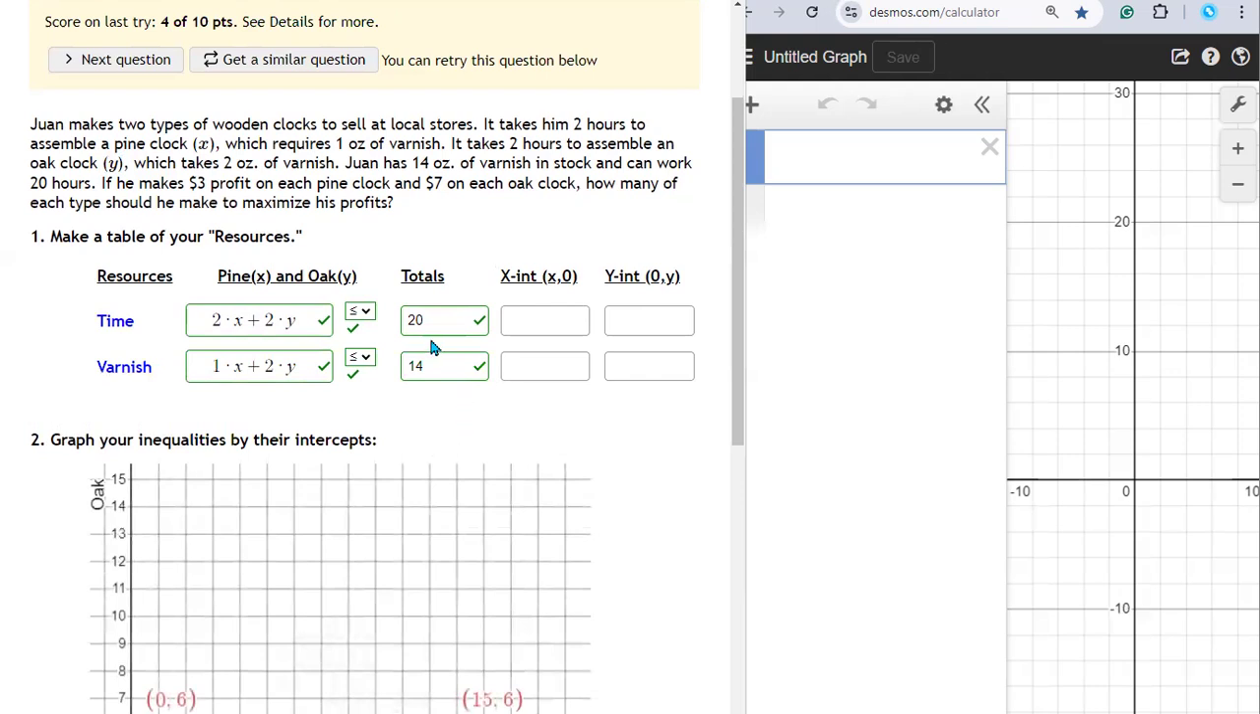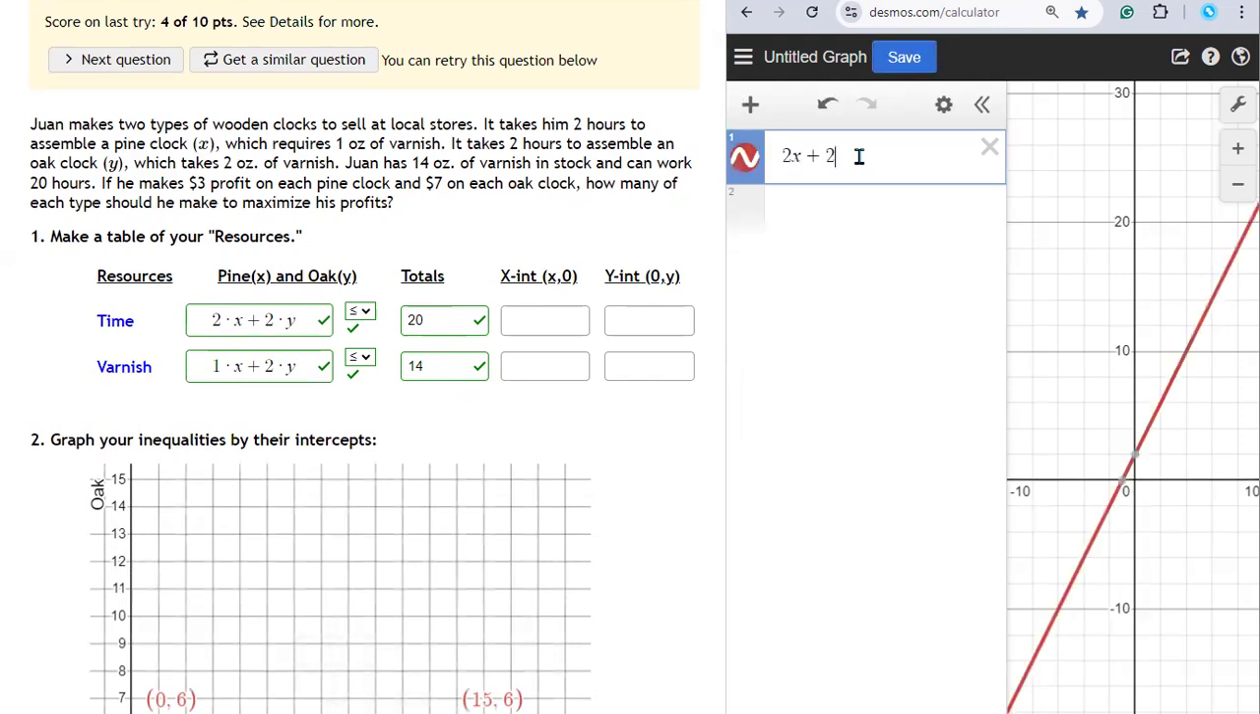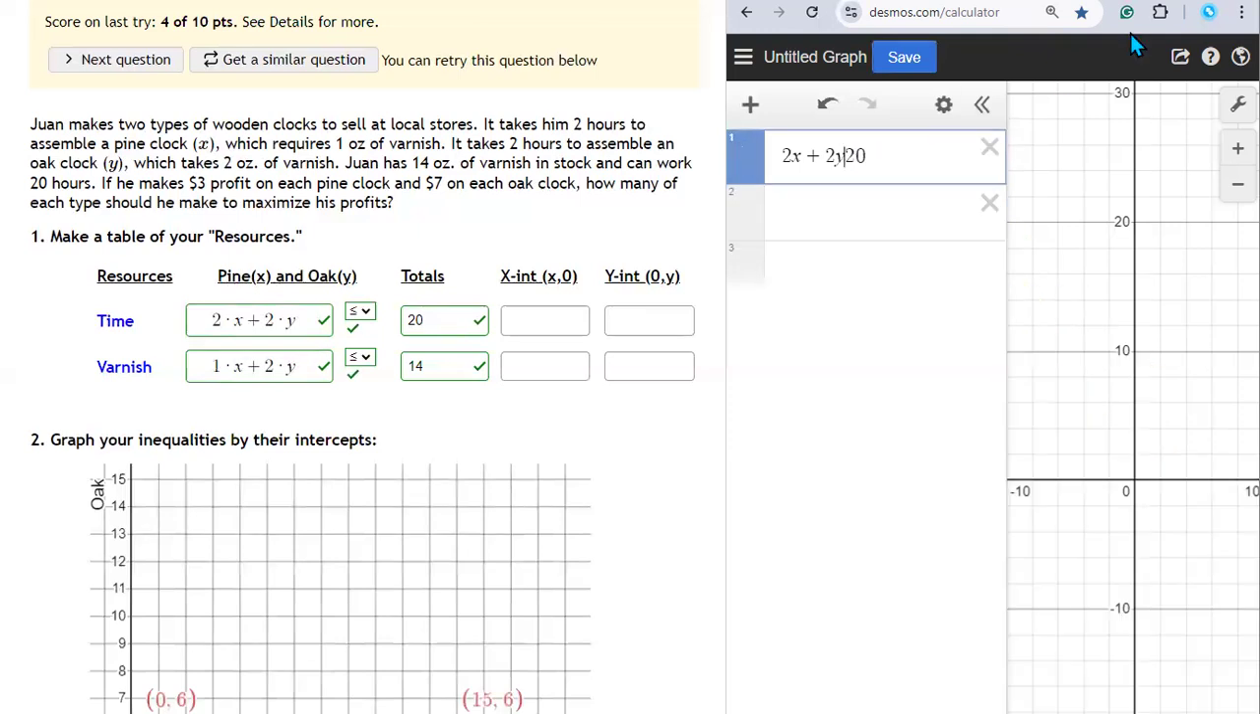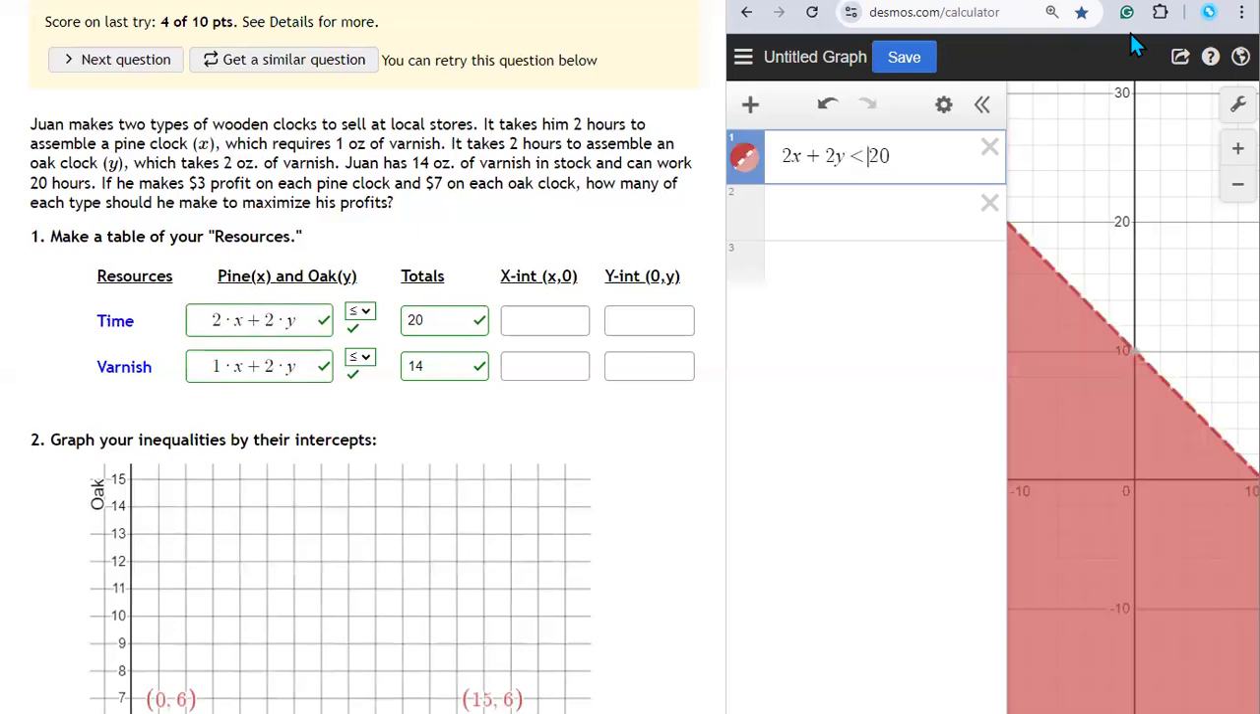Now to get the intercepts, I'm going to come over here to Desmos and type 2x plus 2y less than or equal to 20. To get the less than or equal symbol, you type the less than symbol right next to the M key, and then press the equal key, and that turns the less than symbol into less than or equal to in Desmos.